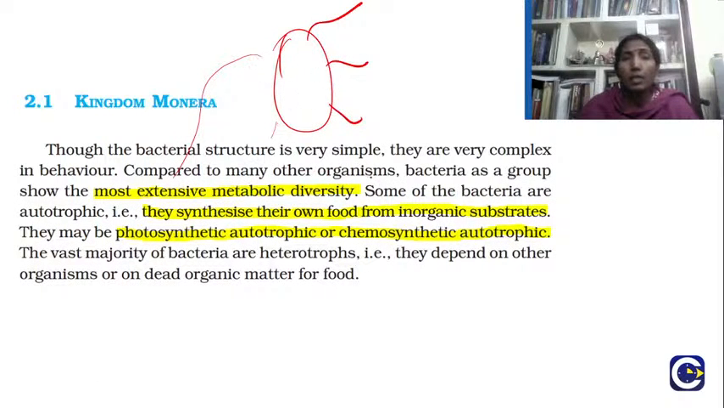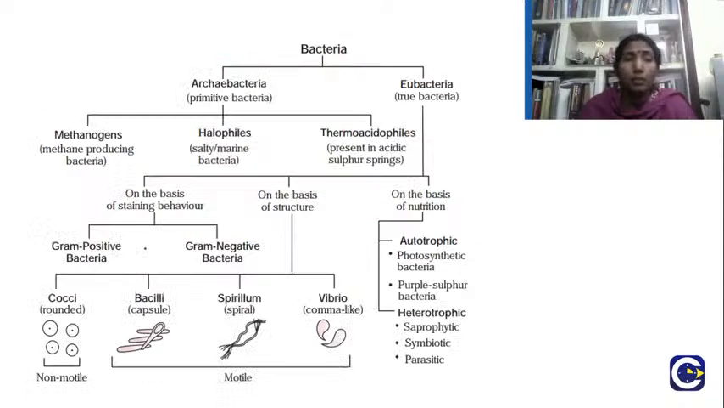Compared to many other organisms, bacteria show extensive metabolic diversity. Some can synthesize their own food from inorganic substrate, so you can call them either photosynthetic autotroph or chemosynthetic autotroph. But the majority of them are heterotroph, that is, they depend on other organisms for food. That part is where you need to understand.